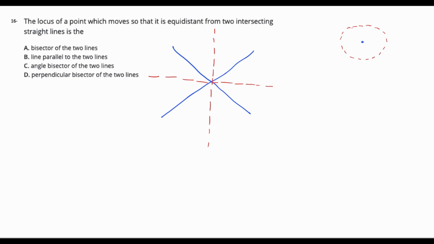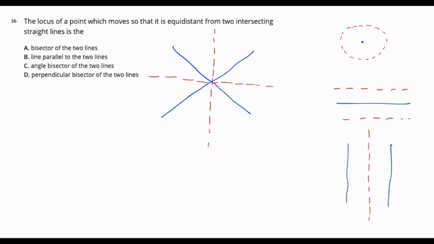If we have a straight line such as this, the locus of a straight line are two parallel lines on either side of the line. And if we have maybe two points, the locus from these two points is a line bisecting the distance between those 2 points.